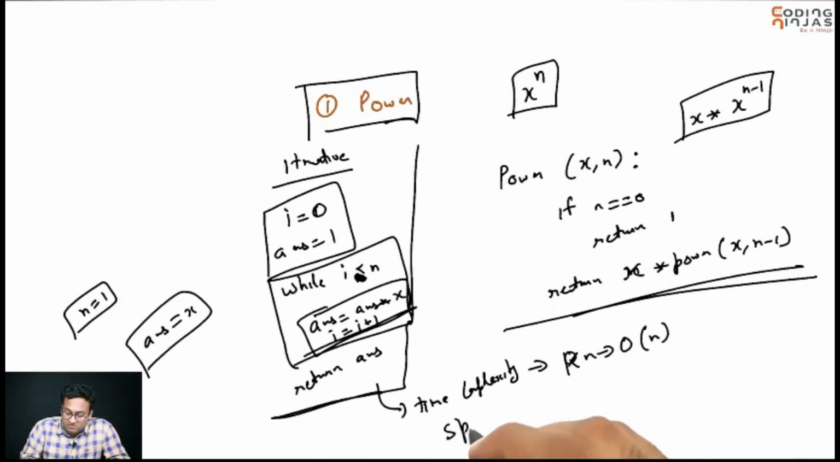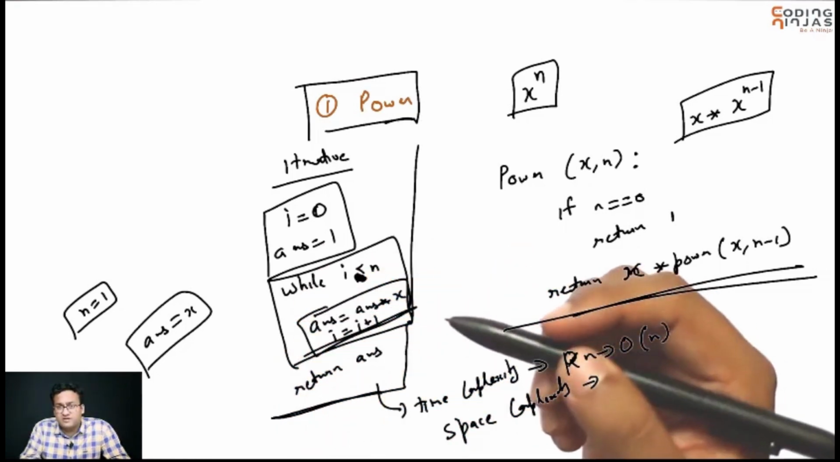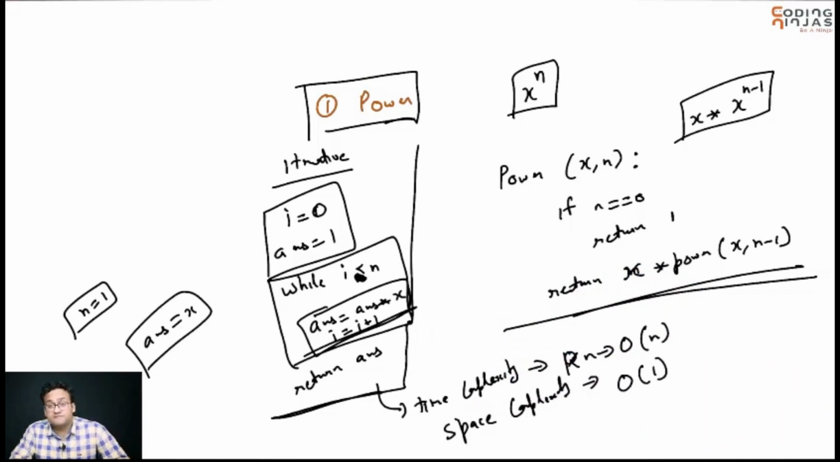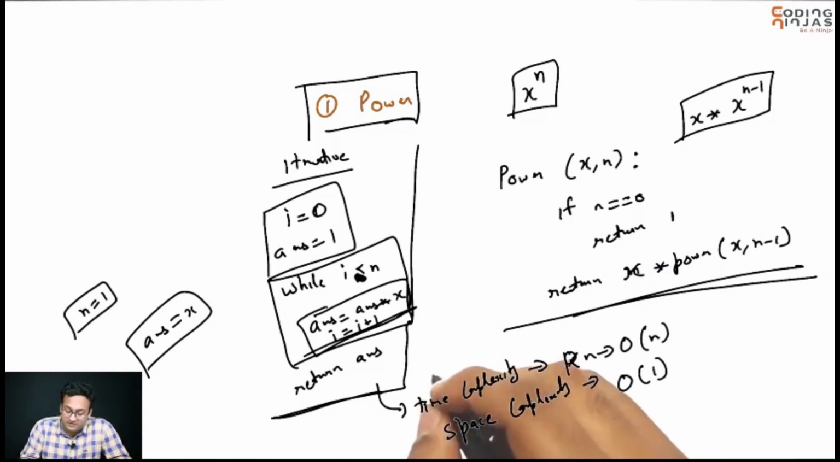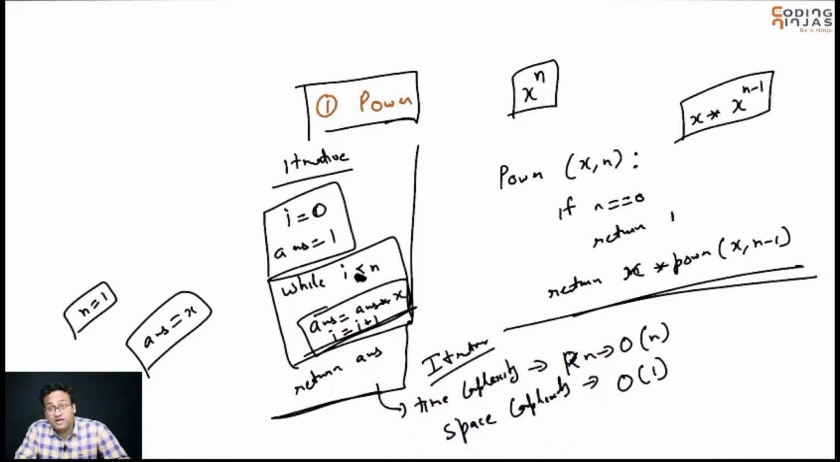What about space complexity? So we are not using any extra space. We are just using couple of extra variables which does not count. So the space is constant. So for iterative, our time complexity is big O of n and space complexity is big O of 1.